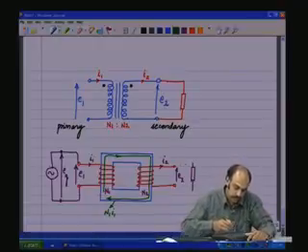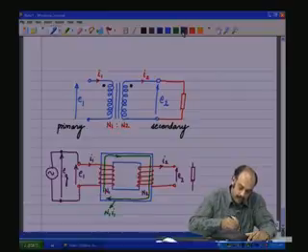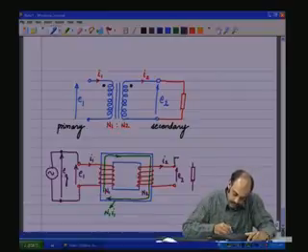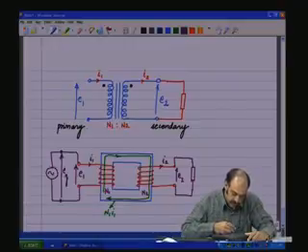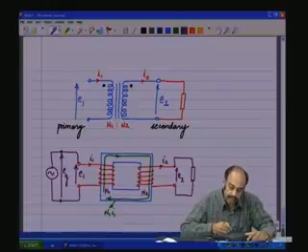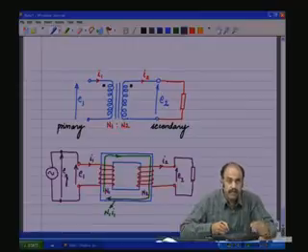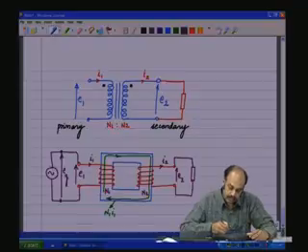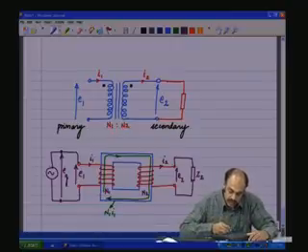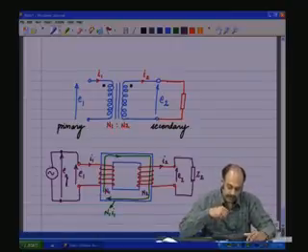Now, if the load is connected and this flux N1 I1 which is generated in the primary is linking the secondary and multiplied by N2, a voltage E2 is generated by the Faraday's law of electromagnetism. And the moment you connect the load here, E2 divided by whatever the impedance Z2 is going to result in a current flowing through the secondary circuit.